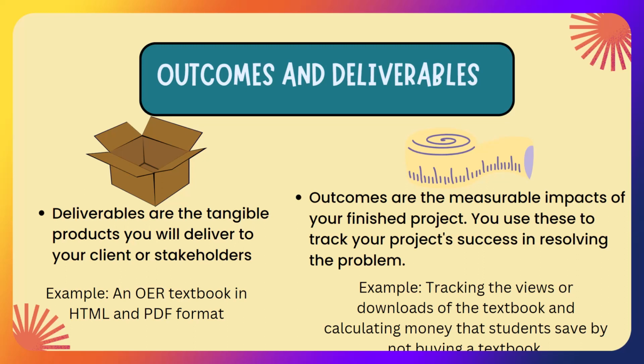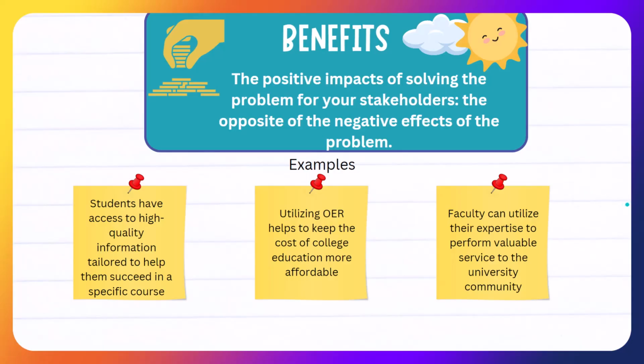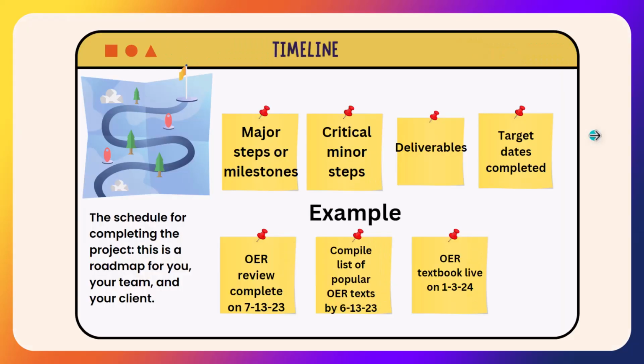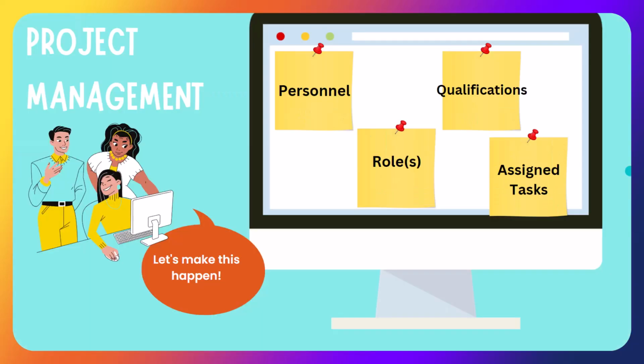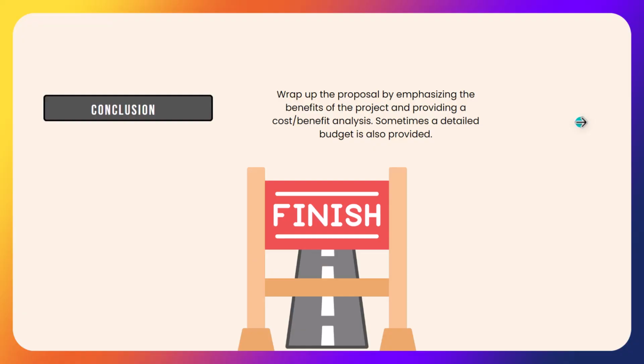What exactly do you plan to produce by the end of the project? For example, a deliverable may be a report or a presentation. Discuss the benefits of the work. These are usually the opposites of the negative impacts of the problem you discussed earlier. Finally, a good plan includes a detailed timeline for completion of the project and a discussion of any personnel or their qualifications. Then you'll wrap up your proposal with a conclusion.